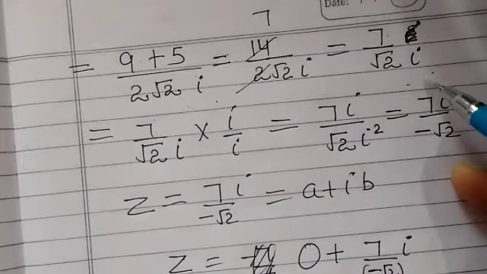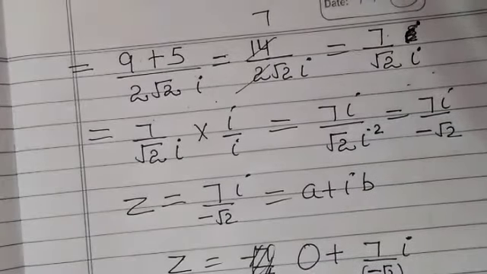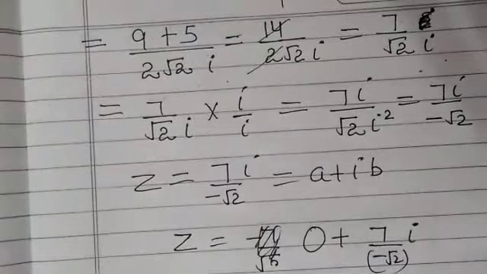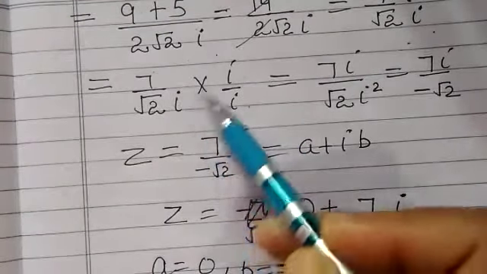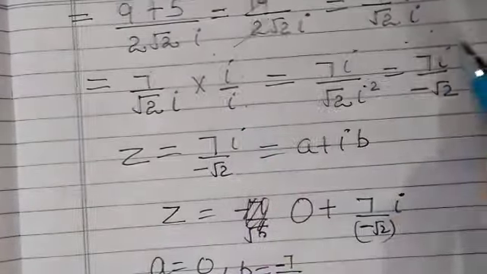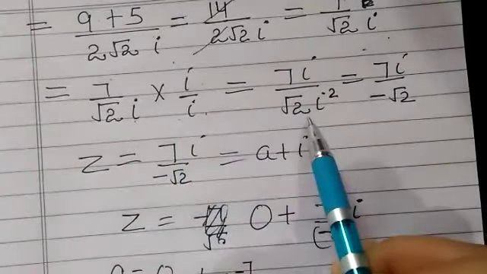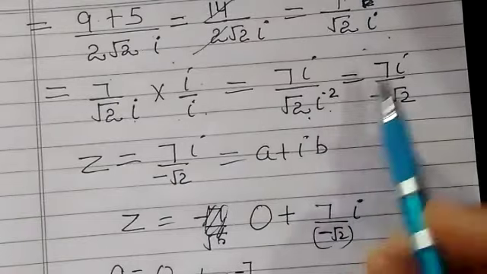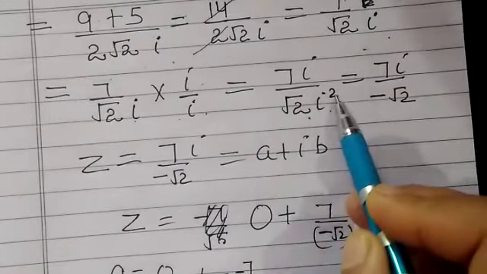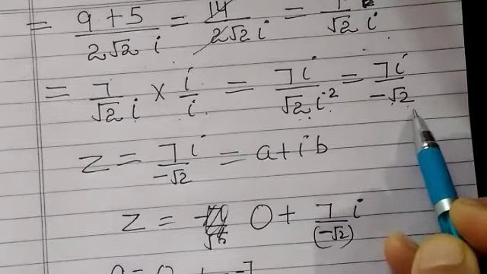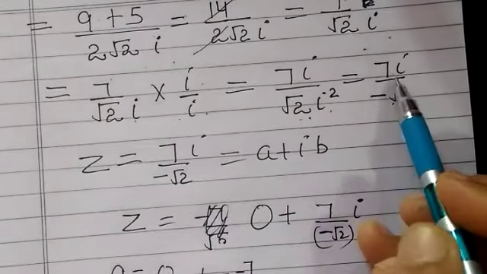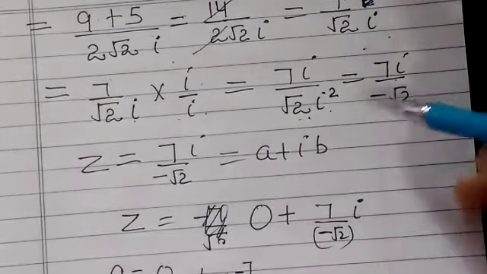But again the iota is in the denominator, oh, I have to remove it. So I will rationalize it. Iota divided by iota, so I will cancel out. Iota into iota is iota square, and iota square is minus 1. I will get minus root 2 in the denominator. In the numerator, I will get 7 iota.